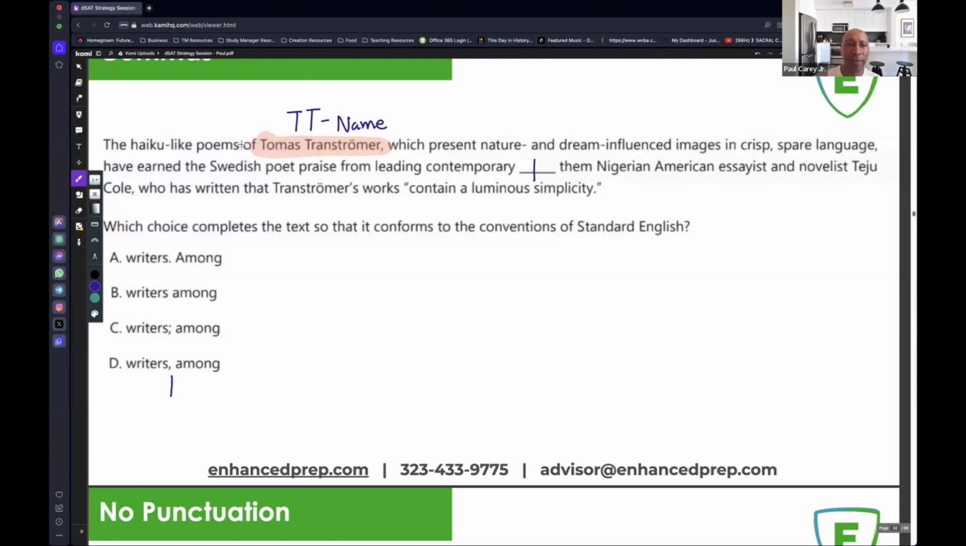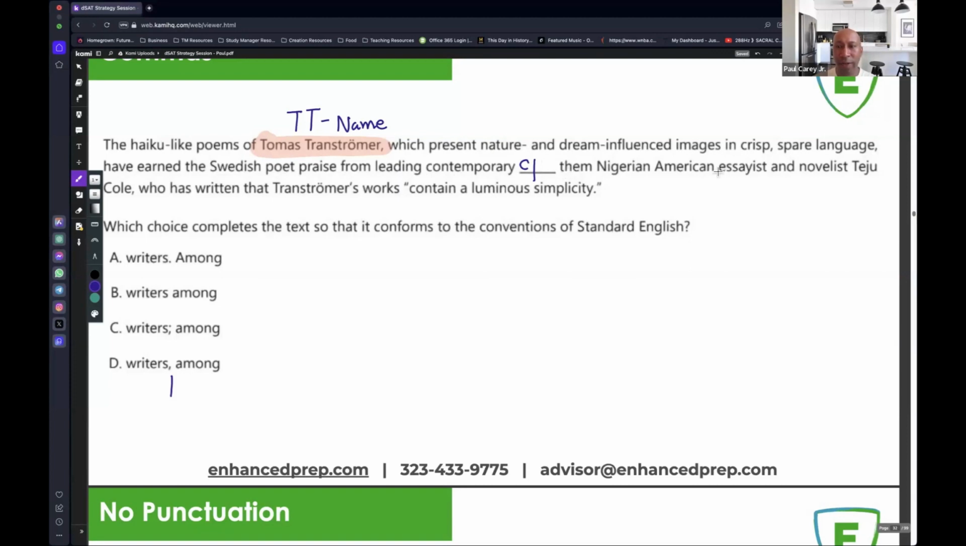So haiku poems of Mr. T, which present natural or nature and dream influence images in crisp, spare language, have earned Swedish poet praise from leading contemporary writers. Cool. That's a complete idea. And then what else do we have?